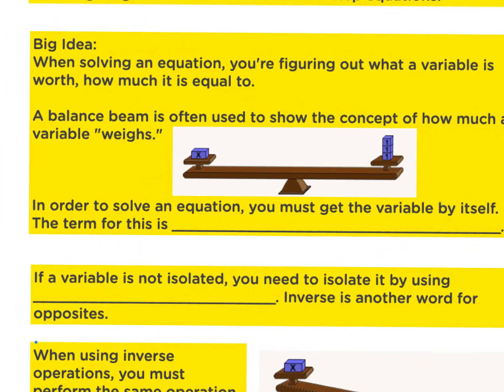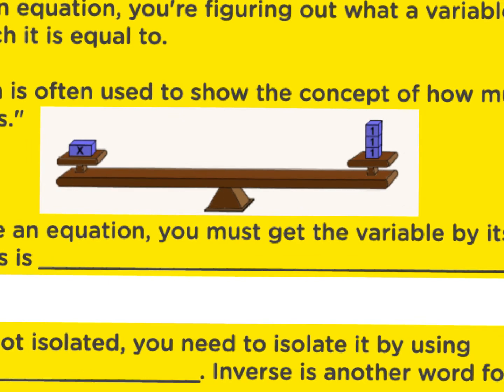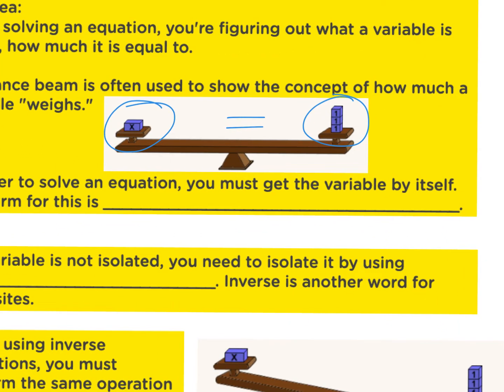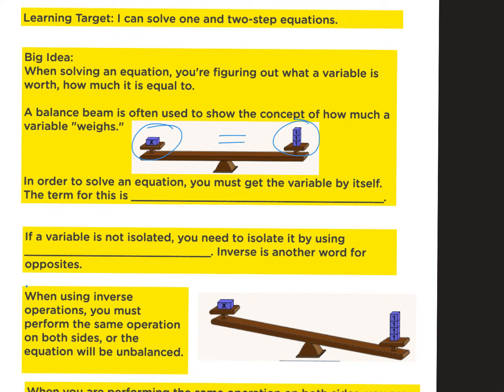When you're solving an equation, remember you're trying to figure out exactly what that variable is worth. A visual that we give a lot in middle school is a little balance scale. So x is equal to 3, right? Now, in order to find out how much a variable is worth, I've got to get that variable all by itself. If I want to see how much I weigh, it doesn't make any sense for me to stand on the scale holding my kid or my cat or whatever.